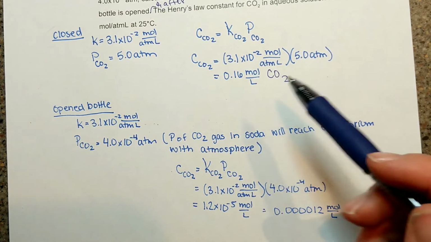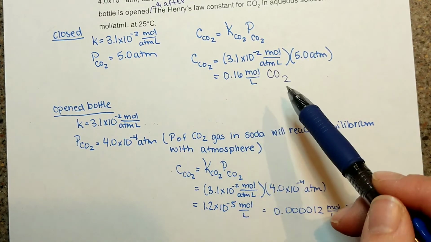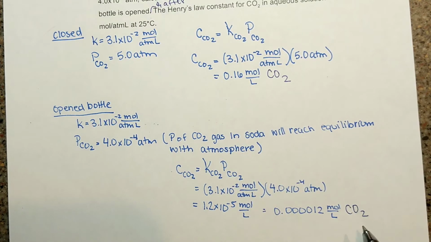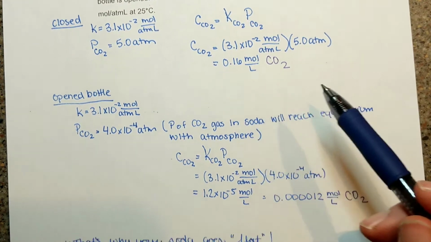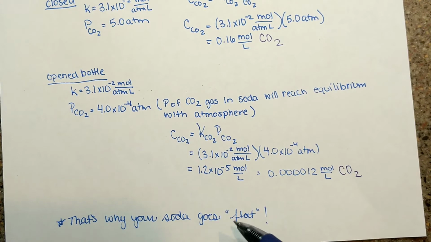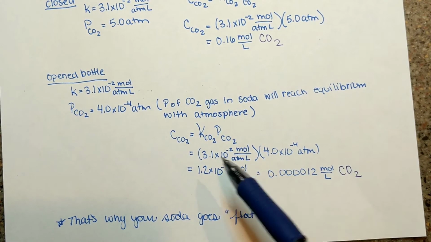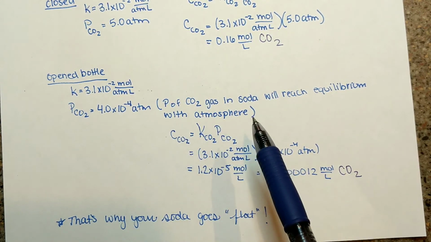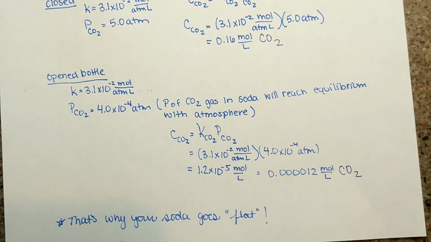We can see the huge difference between an unopened can or bottle of soda and an open bottle of soda. The carbonation here is so much less than here. And that's why after your soda's been open for a while, we say that it goes flat. The carbonation disappears. It goes into the atmosphere, because the pressure of CO2 had to equilibrate with the atmospheric pressure of CO2, and then it no longer has the bubbles in my soda.